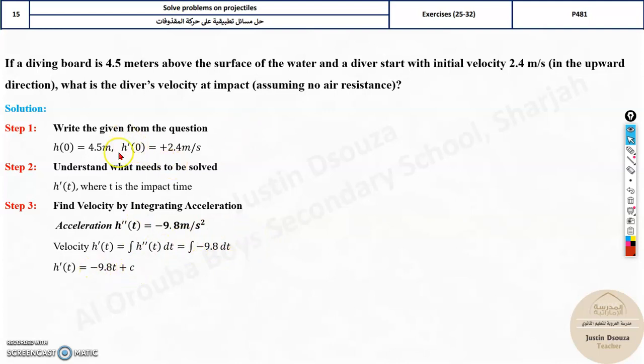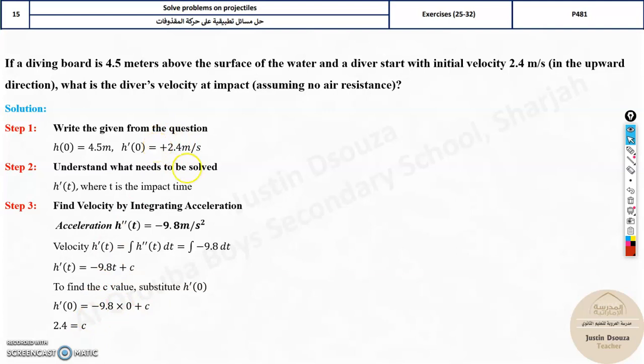You know the initial velocity, h dash of 0, is 2.4. So instead of time t, substitute 0. We know that value is 2.4. So wherever t is there, substitute 0, and h dash of 0 is 2.4. The right side becomes 0. What is remaining? C. So basically the C value is the initial velocity.